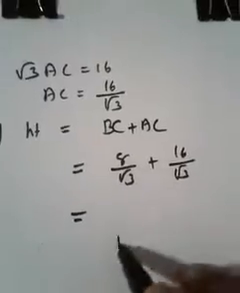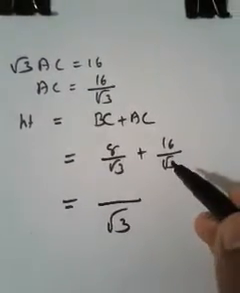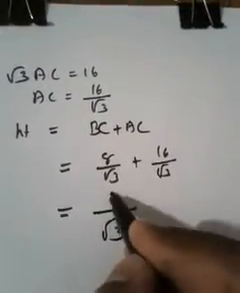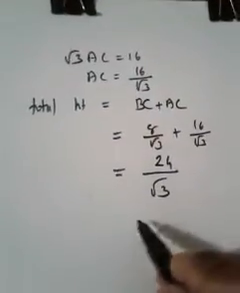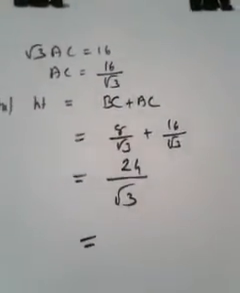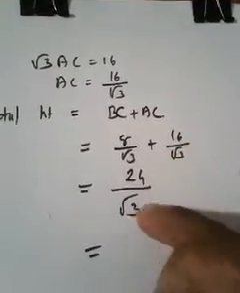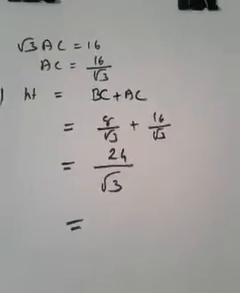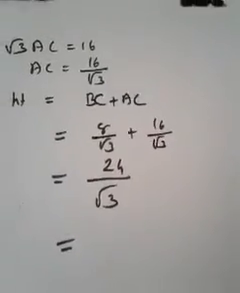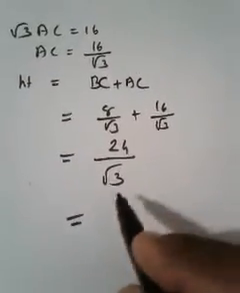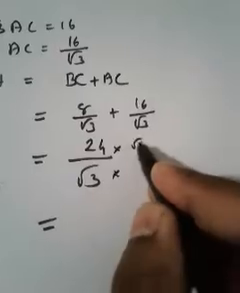Since the denominator is the same, just write that. What is 8 plus 16? 24. So the answer is 24 by root 3. But now you can rationalize. Instead of rationalizing separately, here in the final answer you can rationalize. That is better. We can save our time. So how can you rationalize? Just multiply both numerator and denominator with root 3.